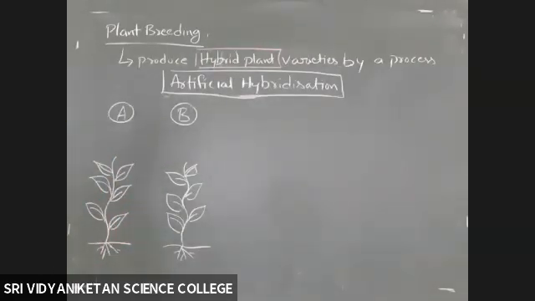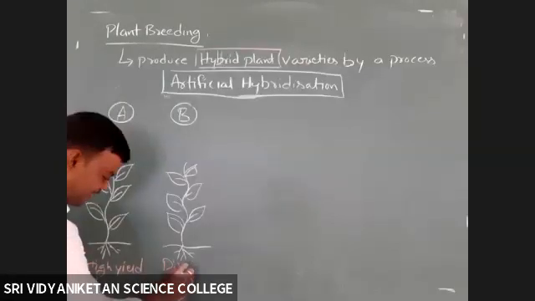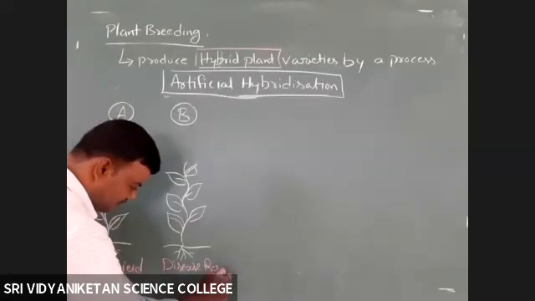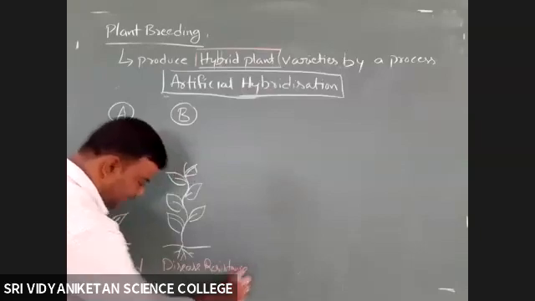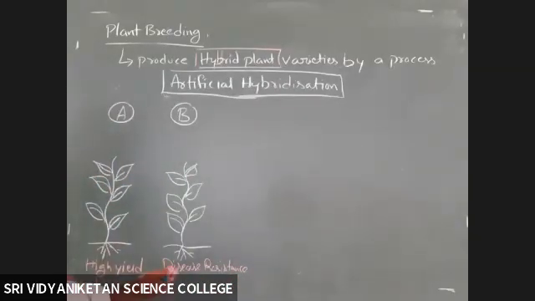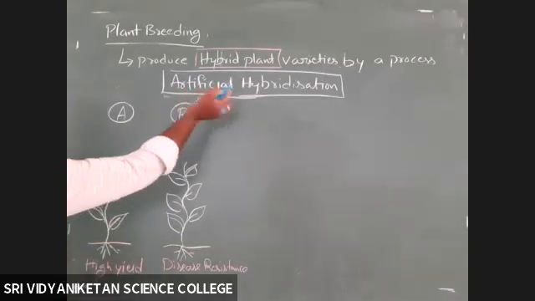Let's take one example of how we can conduct artificial hybridization. This is plant A. Which character does plant A have? High yield. It can give more yield, but it is not resistant to diseases. But this other plant has disease resistance. So now we want to combine both characters in one plant. At this time, we can conduct artificial hybridization.